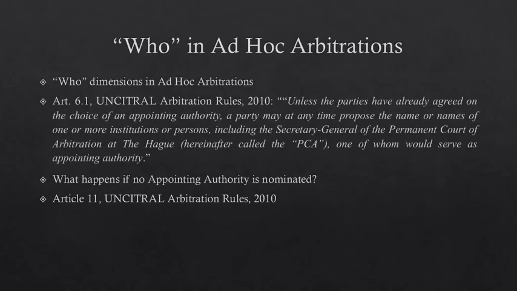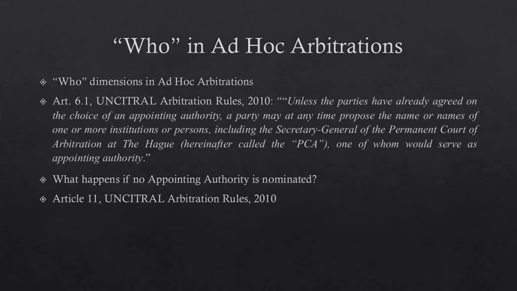Now, if parties want to refer a dispute to arbitration to be administered by an arbitral institution, it does not make sense generally to have a separate appointing authority. So, all administrative aspects relating to the arbitration would be managed by that institution. But if you go for ad hoc arbitration without involving any arbitral institution, it would make sense for the parties to agree upon an appointing authority. That's the reason why the UNCITRAL Arbitration Rules contemplates in Article 6.1 the appointment of such authority.